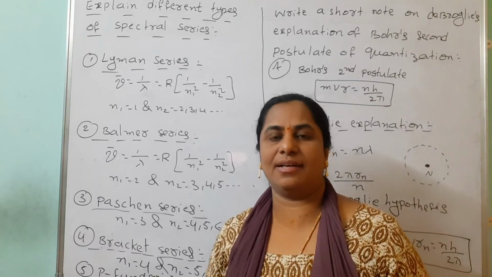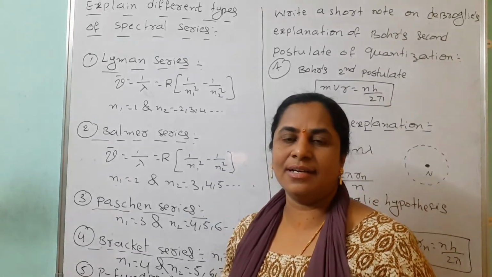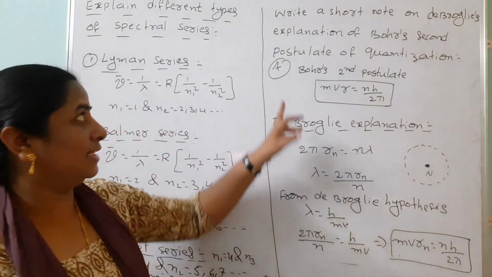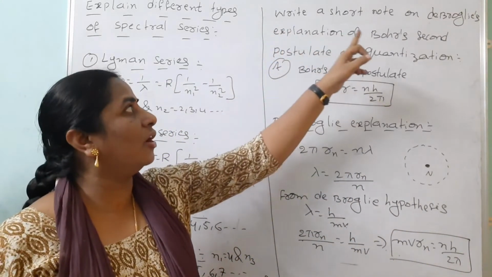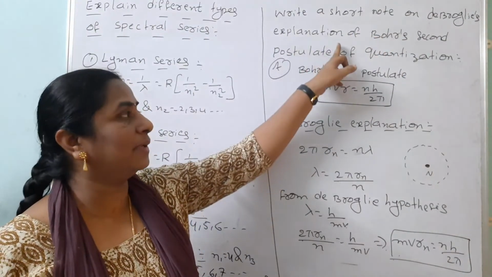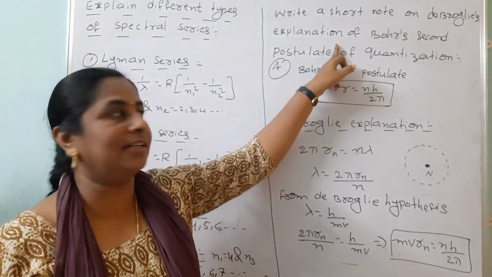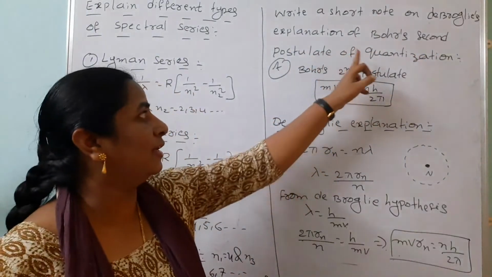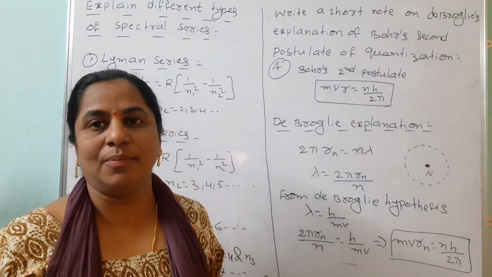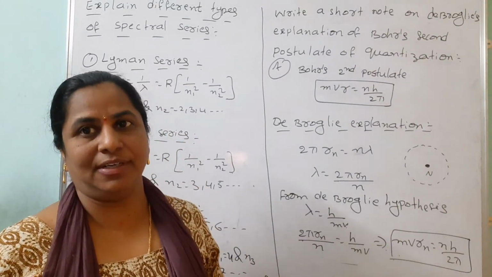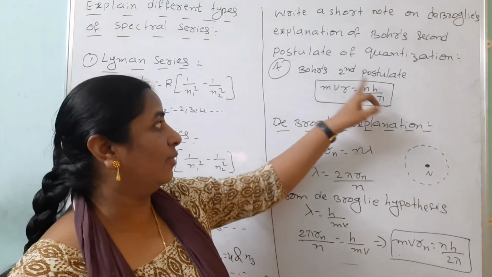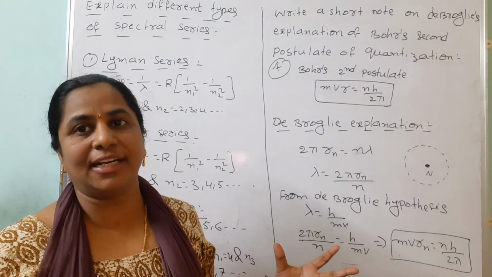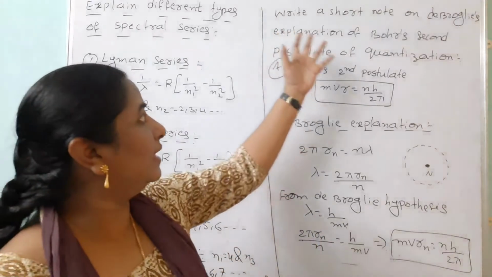But in this chapter, the very important short answer, 90% expected for final exams, is this one. Write a short note on de Broglie explanation. Two scientists' names are here: de Broglie's explanation of Bohr's second postulate of quantization. Bohr has given the second postulate, and according to that, mvr equals nh by 2 pi. So how do you derive this? It was explained by de Broglie.